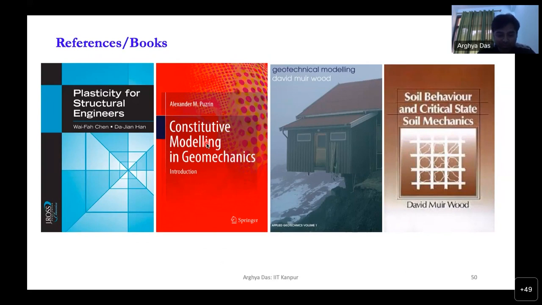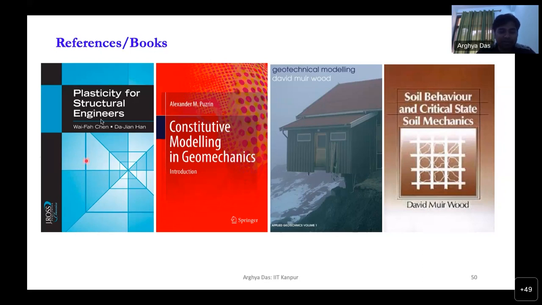So this was more or less a brief introduction to soil plasticity. Without going into the details of the derivations, I just tried to cover two types of models: one is the Mohr-Coulomb and one is the Cam-clay model, and how to calibrate the different parameters from the stress-strain responses, why and how to derive plasticity, and what the key components of plasticity are that I am trying to touch upon. These are some of the textbooks, if you are interested, you can go through them.